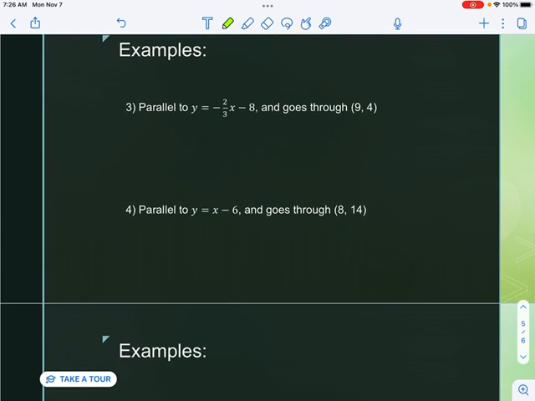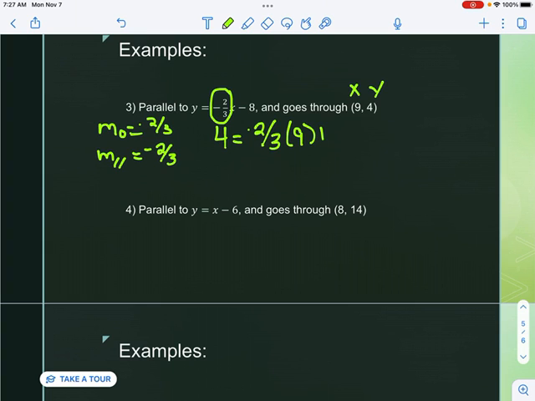So on this next one, we're going to start in. I look, here's my slope. So my slope of my original is negative 2/3. The slope of my parallel line is negative 2/3. I take that with my x and my y, and I plug them in. So I get 4 equals negative 2/3 times 9 plus b. So 4 equals, that's going to get us a negative 6 plus b. So I'm going to add 6 to both sides, and I get 10 equals b.